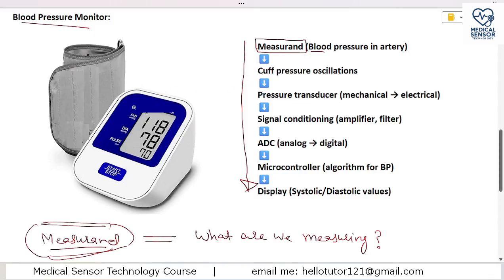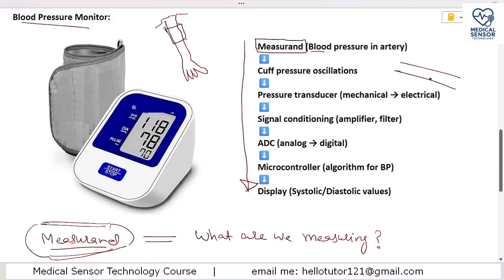Now we call this the cuff, C-U-F-F. You might be aware that if we have a person, this cuff is wrapped around the arm. Why do we wrap it? And in fact we wrap it a bit tight, so that the pressure of the blood in the arteries is transferred.